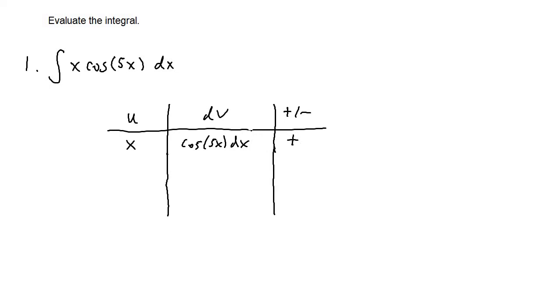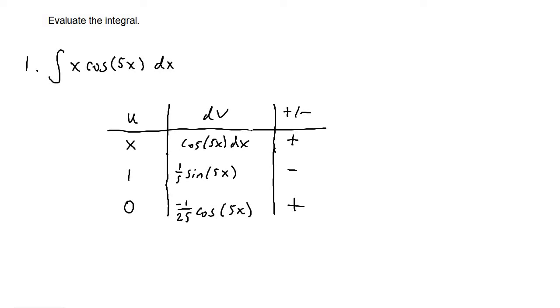Now the first scenario for the tabular method is when you can derive the u column all the way until you get to 0. So right here, derivative of x is going to be 1, derivative of 1 is going to be 0. So now we go on to the dv column and we integrate each one. And so the integral of cosine 5x, now the integral of cosine x is sine of x. So the integral is going to be 1 over 5 times sine of 5x. And the integral of 1 over 5 sine of 5x, well, the integral of sine of x is negative cosine. So it's going to be negative 1 over 25 times cosine of 5x. And then for the sign chart, we can just alternate between plus and minus.